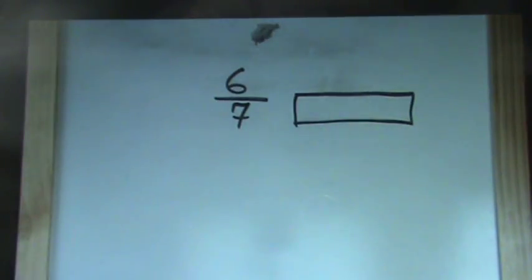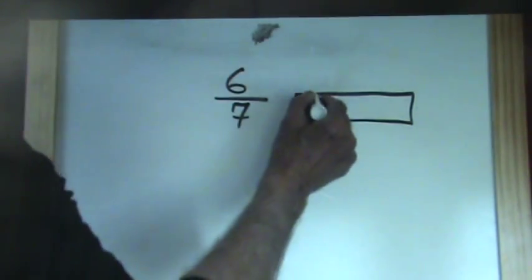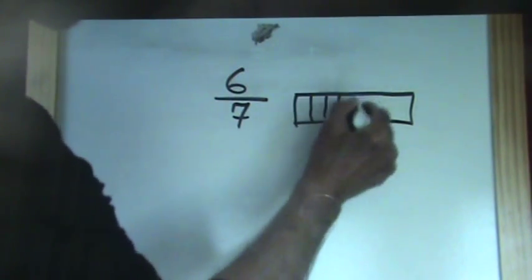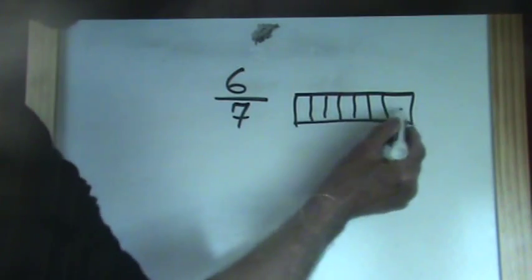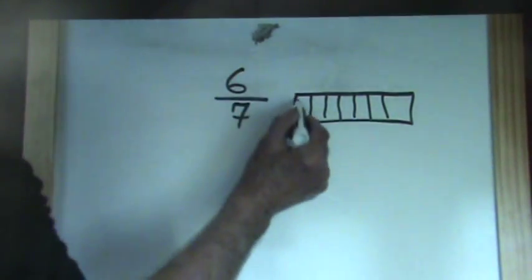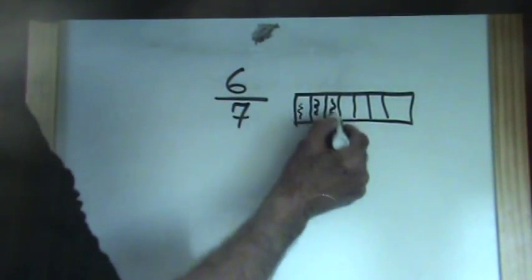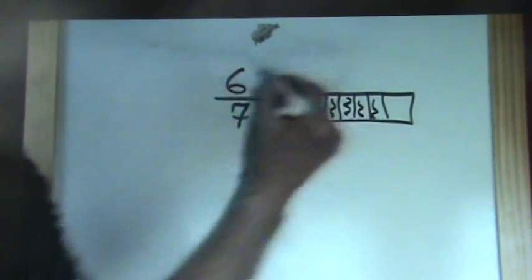The bottom part of a fraction tells us how many pieces there are in one whole. 1, 2, 3, 4, 5, 6, so there's 7 pieces in the whole. The top part tells how many pieces we're interested in using. So that's 6/7.